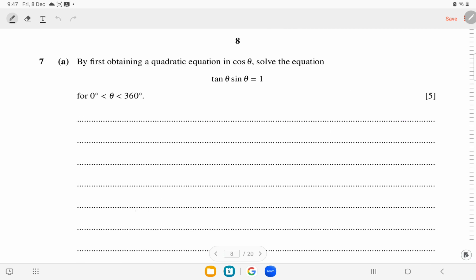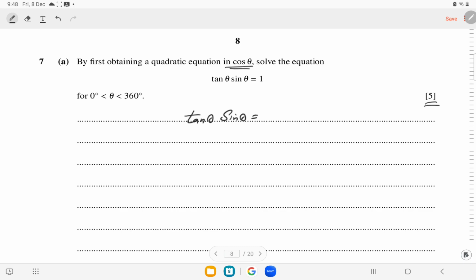Okay guys, this question number 7 is based on 5 marks, and this is a topic coming from trigonometry. Trigonometry is based on three-sided shapes, that is, it starts from the triangle. By definition, we have to find the first plane quadratic equation in terms of cos theta and solve the equation. Okay, it's an easy case.